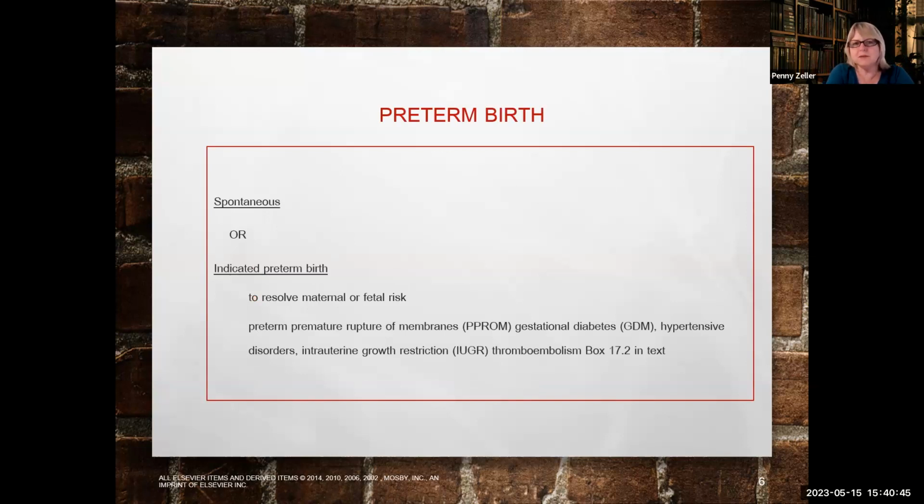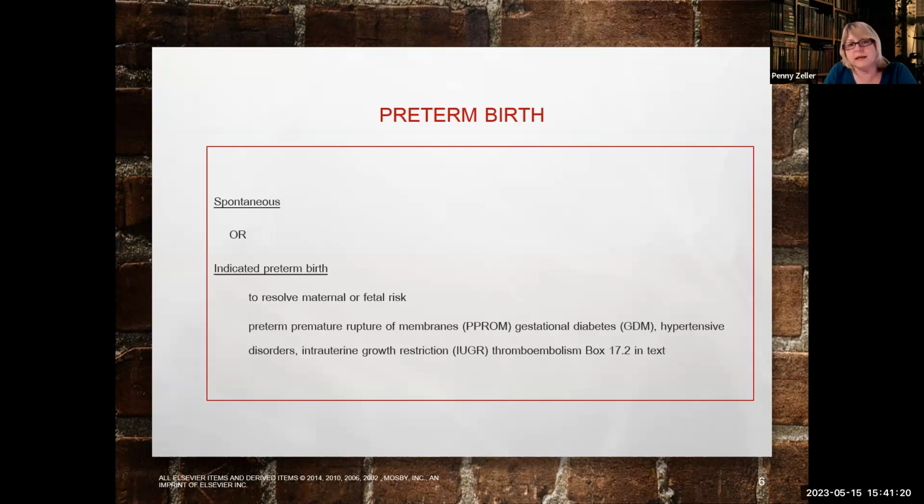So a spontaneous preterm birth just occurs on its own, okay? A mother that goes into labor between 20 and 36 weeks and 6 days, that's a spontaneous premature birth. An indicated preterm birth is a situation where the baby's going to do better even if we have to deliver it prematurely, because it could be the baby or it could be the mother's health.